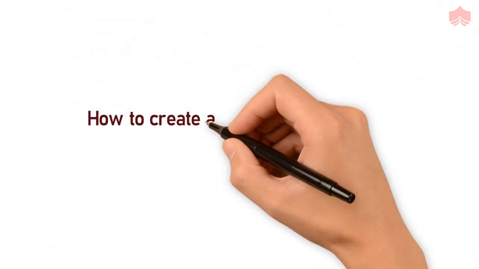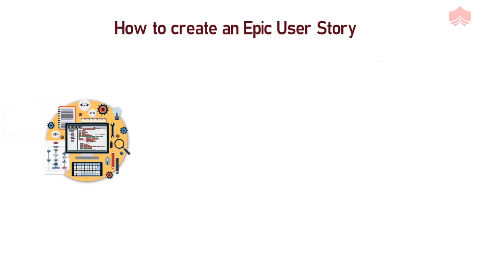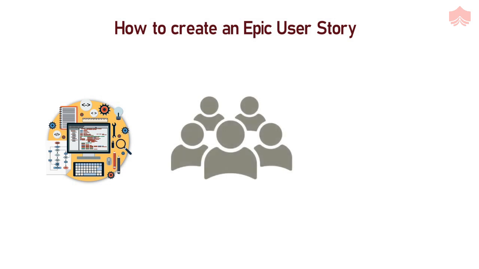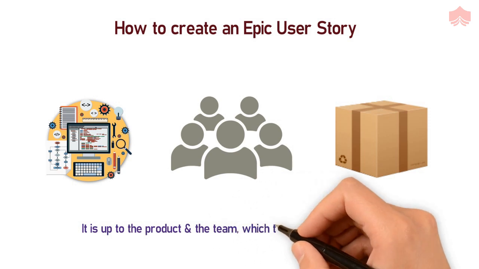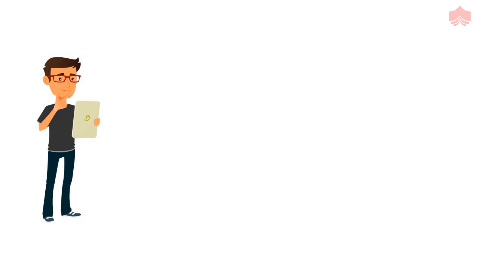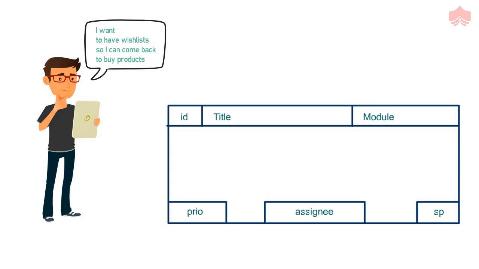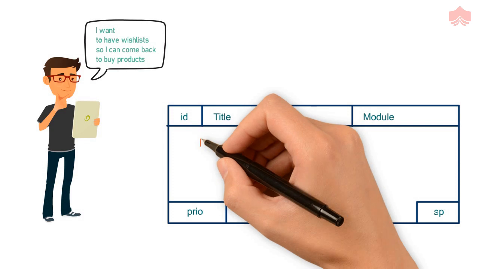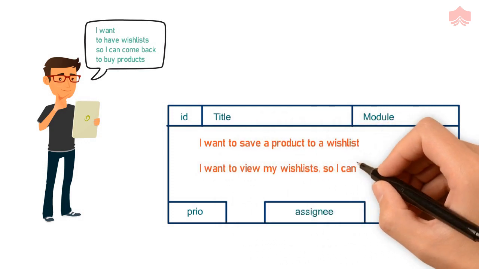Let's see how we can create an epic, also called Scrum Epic User Story. In today's era, almost all the tools that the team will use have the capability to create an epic. It is up to the product and the team which type of epic they want. An epic is big, high-level, broad. For example, as a customer, I want to have wish lists so I can come back to buy products. This epic can be broken down into smaller user stories like, as a customer, I want to save a product to a wish list, and as a customer, I want to view my wish lists so I can buy items from them.